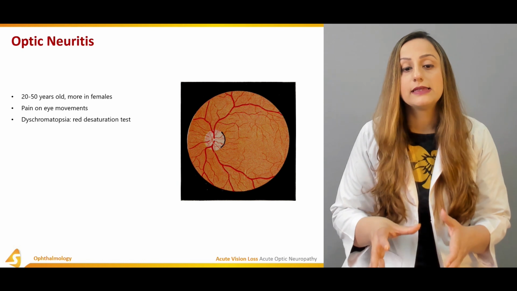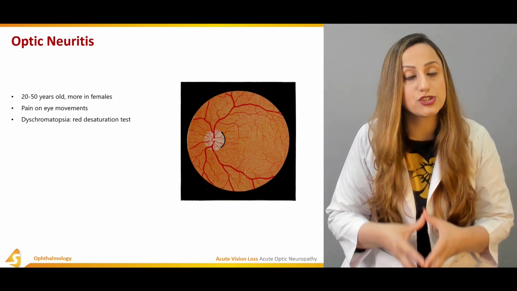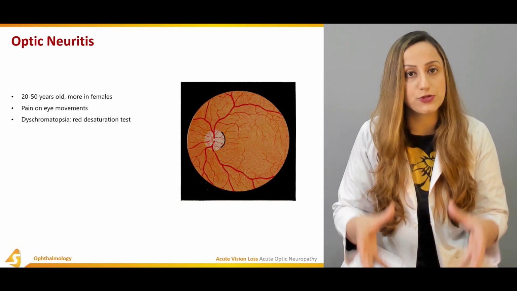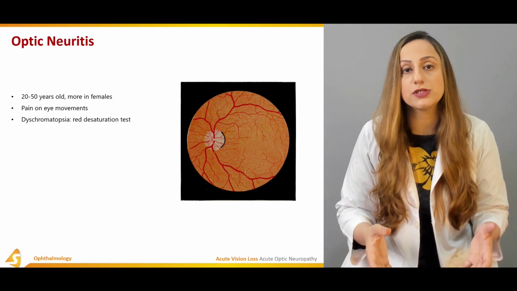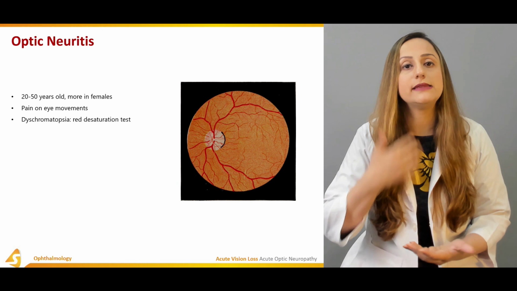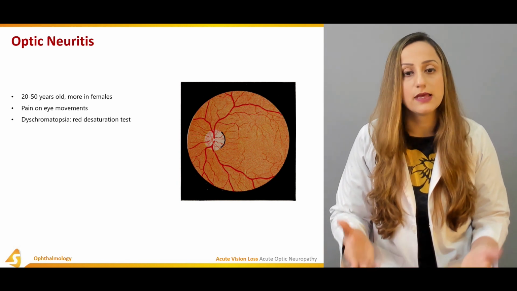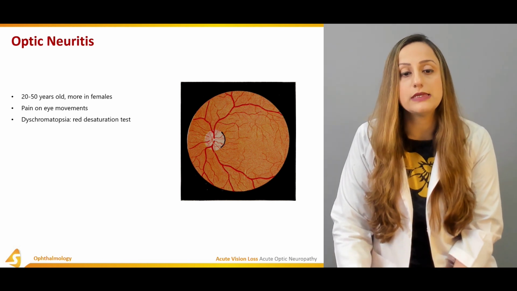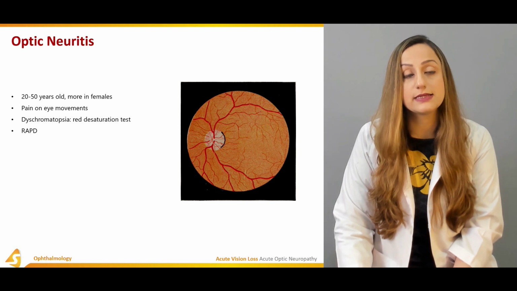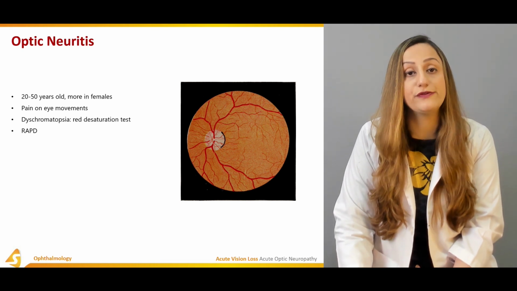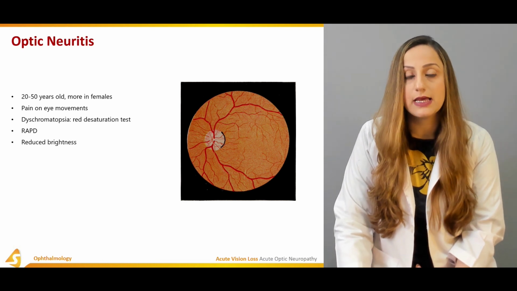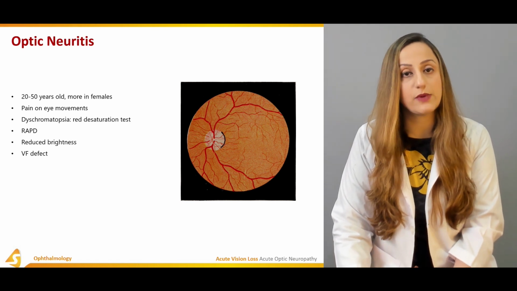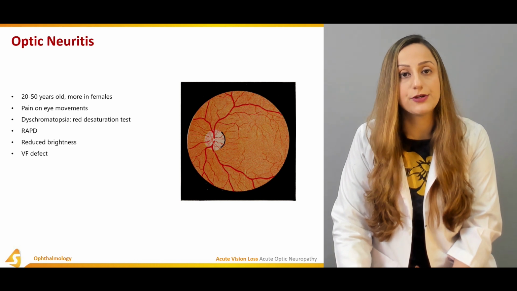Dyschromatopsia is the distinguishing factor, along with the red desaturation test. So some sort of color blindness is going to be observed in these patients. It is going to be difficult for the patient to distinguish between red and pinkish tones of color. This is one of the tests that can be performed through Ishihara charts on these patients. RAPD has to be noted down, along with the fundoscopy. Reduced brightness is one of the presenting complaints that can be noted down while you are taking the history in that particular patient.